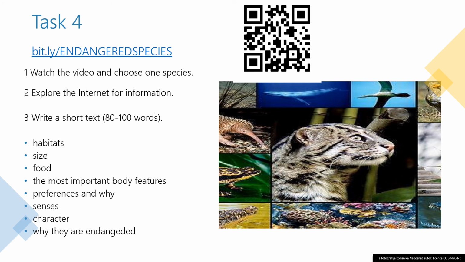You can write about their eyesight, smell and hearing, about their character, if they are mild, aggressive, friendly, and so on. You can also name some reasons why they are endangered. And then you can send your text to the teacher. Don't forget to organize your text into paragraphs and to include all the information mentioned here.